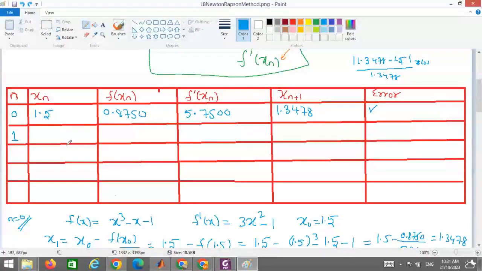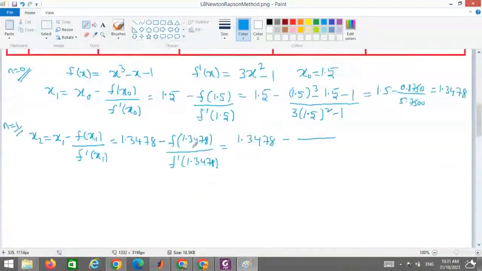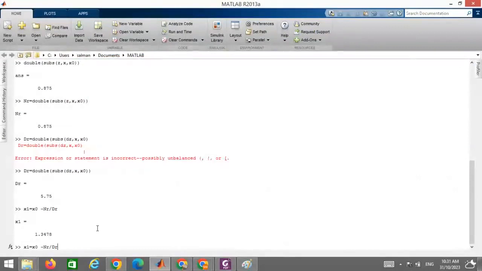Okay. So x of 1, this is x of 1, right? So I got 1.3478. Now I want to find out xn. What is xn? This is numerator. So this time, numerator, not x naught, it should be the x1 value, right? So I will go here and find out the numerator. This should be taken as 1, not x naught.